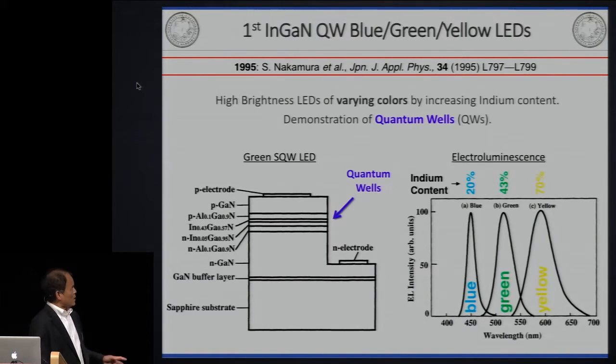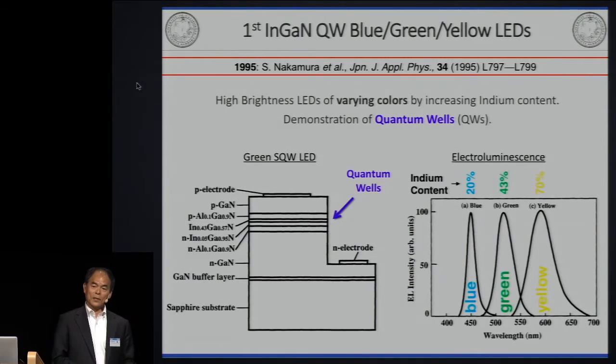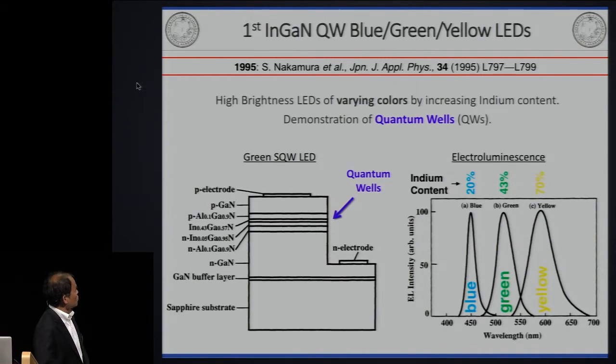But now all blue LEDs use a quantum well structure, which is much brighter. We developed the first quantum well blue, green, and yellow LEDs in 95. And I expected that using this structure we could receive the Nobel Prize, but not this one, no, yeah.